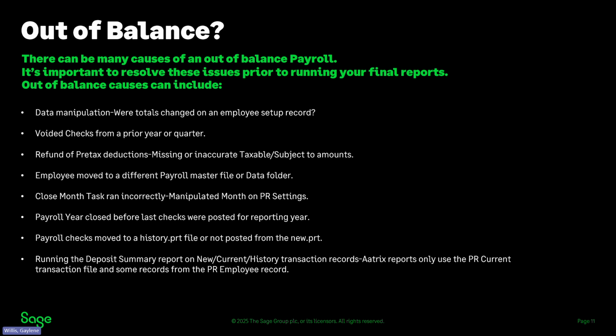Did we move payroll checks to a history PRT? Payroll will let you move checks current to history without any problems. Okay, let you do it. But Atrix reports only run off of the current file. So if we did move checks that should have been reported in 2025 to history, Atrix is not going to know it. It's not going to look at history. So if something like that happens, you'll want to call support and we can work to get those checks back in the appropriate current file.